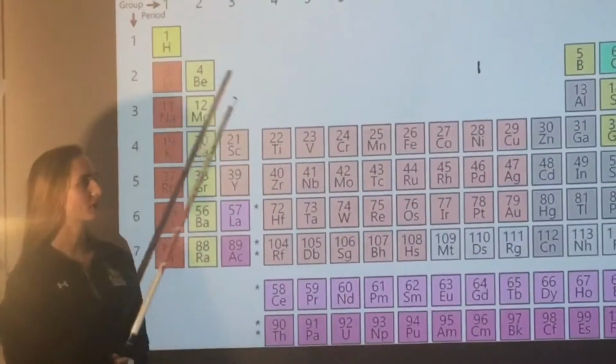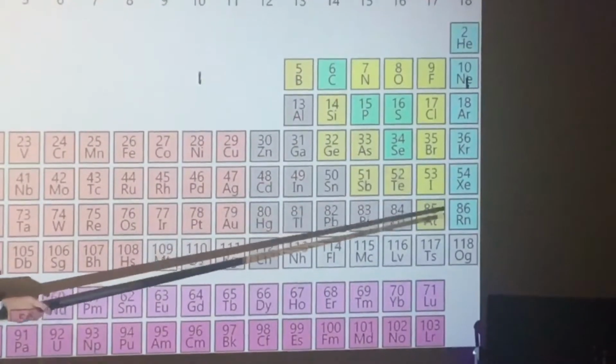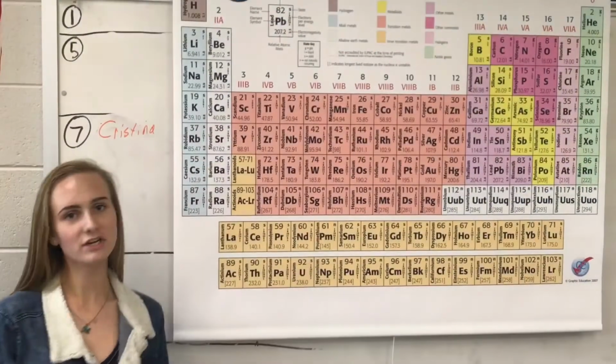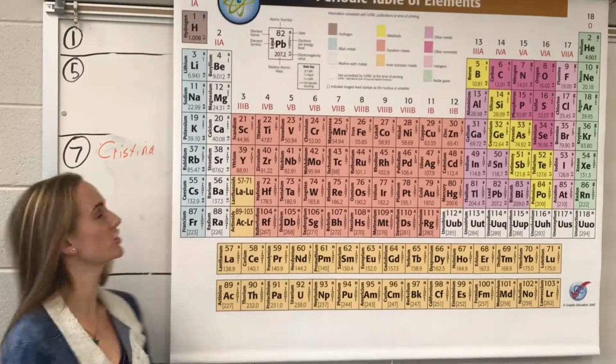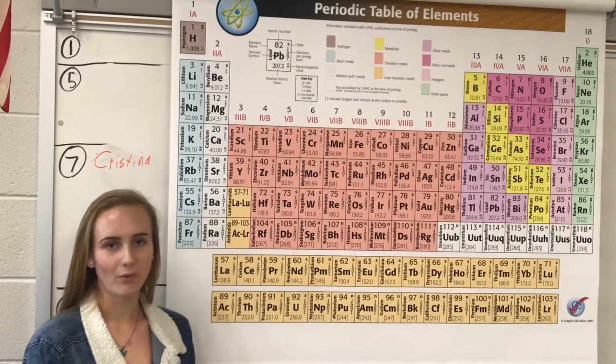Another exception to the periodic table is that with ionization and electronegativity, noble gases don't have either. Another exception to this periodic table is that hydrogen is not a part of its group because it's a non-metal that acts as a metal.